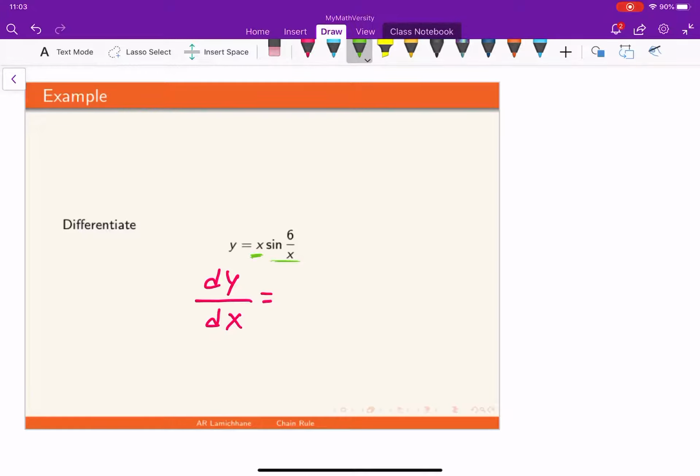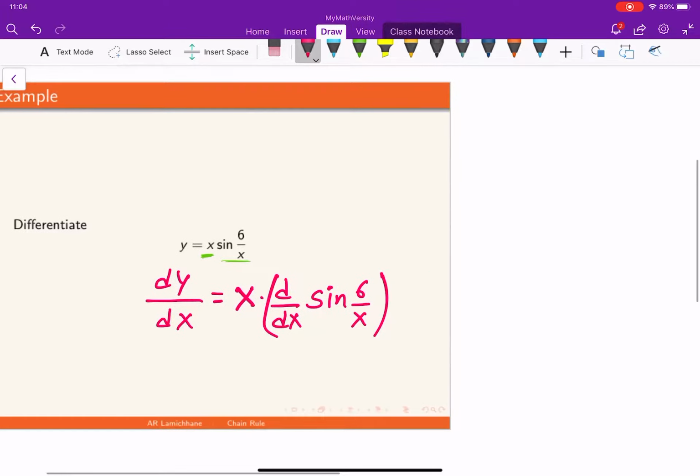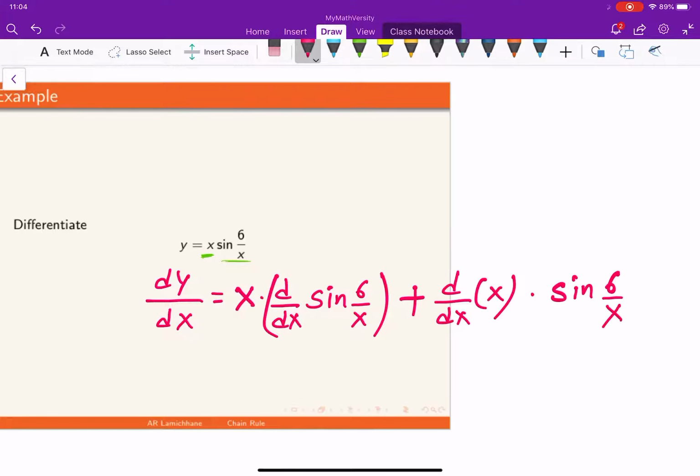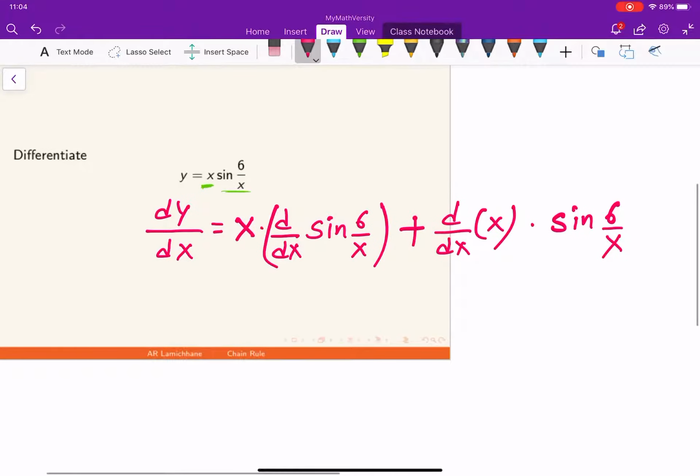We leave the first function as it is, right? So we can write down x as it is, but don't forget to multiply by the derivative of the other function, which is here sine of 6 over x. So we need to find that and multiply with the x, plus we also need to find the derivative of the first function, which is x in this case, and then multiply by the sine function as it is. So sine of 6 over x as it is, right? Okay, this is the product rule.